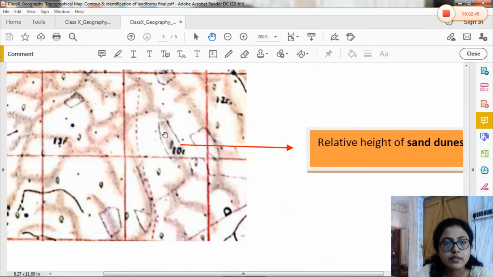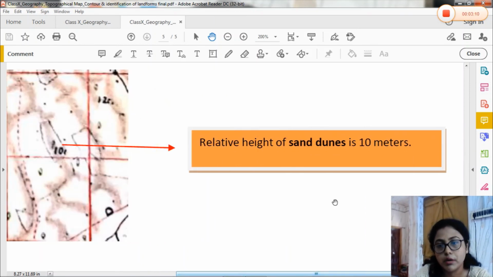Now you just see here some brown dots, all over the map. In the conventional symbols tutorial class, I already told you these brown dots denote the sand dunes. When inside the sand dune it is written 10R or 13R or 12R, whatever, it shows the relative height of the sand dune. Whatever the number will be, you have to add the unit. Here it is given 10R, so 10 meters. If it is 12R, then 12 meters. If it is 13R, then 13 meters. And obviously it shows the relative height of the sand dunes.